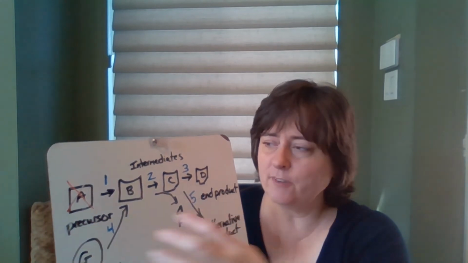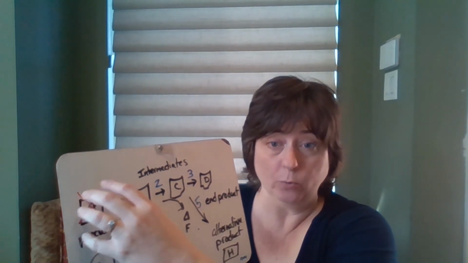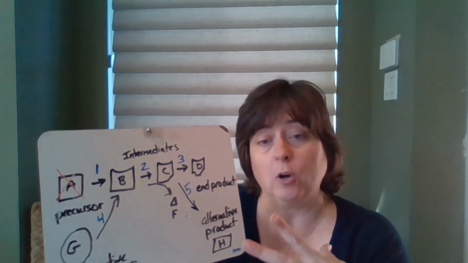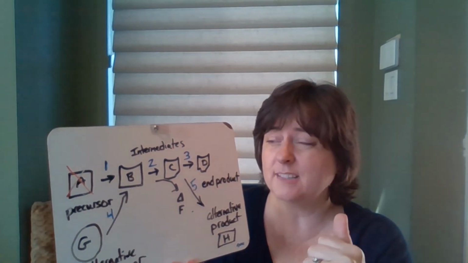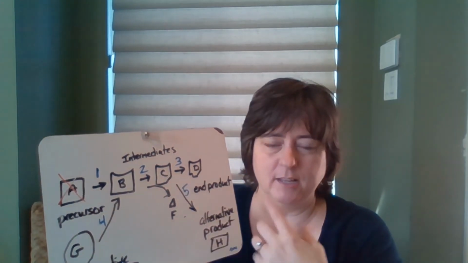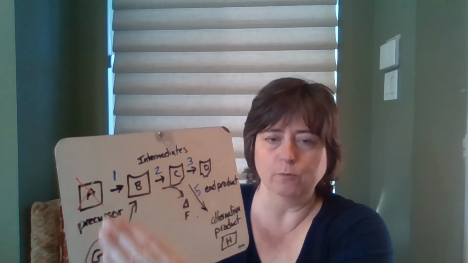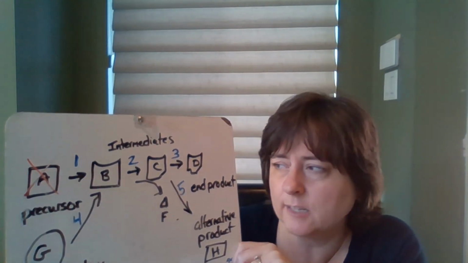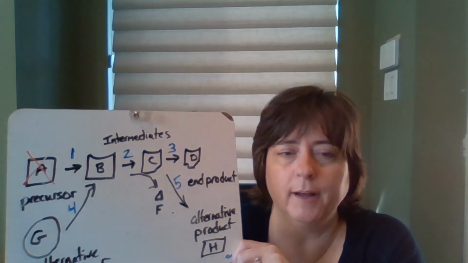Problem with that is it's very hard to take away a whole nutrient that's found in the environment. How can we remove all glucose from the environment or something? It's very difficult. And plus we have this alternative precursor going on. So it's very hard to remove a precursor from this pathway. So that typically doesn't work.